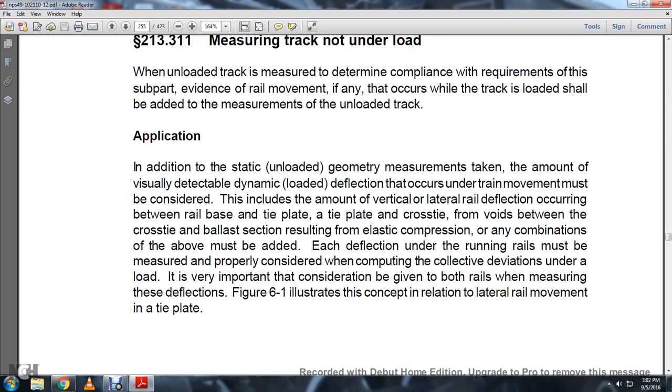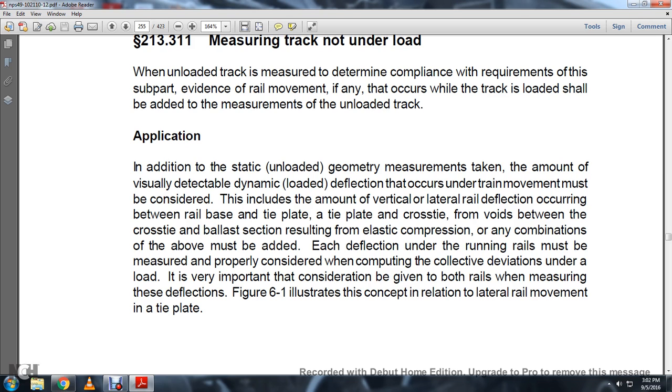In application, in addition to the static unloaded geometry measurements, the amount of visually detectable dynamic loaded deflection occurring in train movement must be considered. This includes the amount of vertical and lateral rail deflection occurring between the rail base and the tie plate, and the cross tie, from the voids between the cross tie and the ballast section resulting from elastic compression. Any combinations of the above must be added.